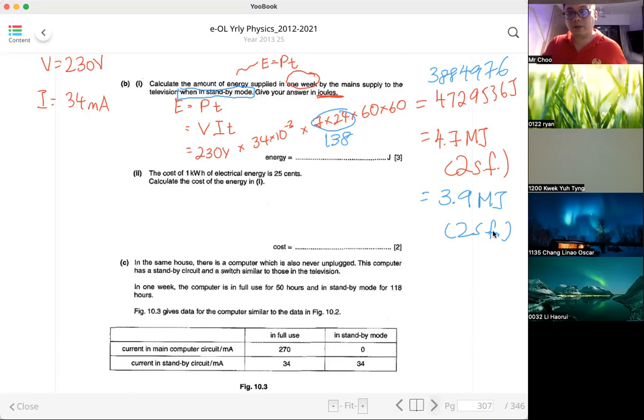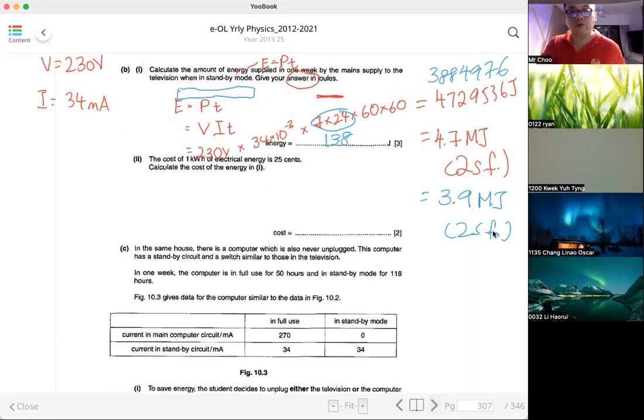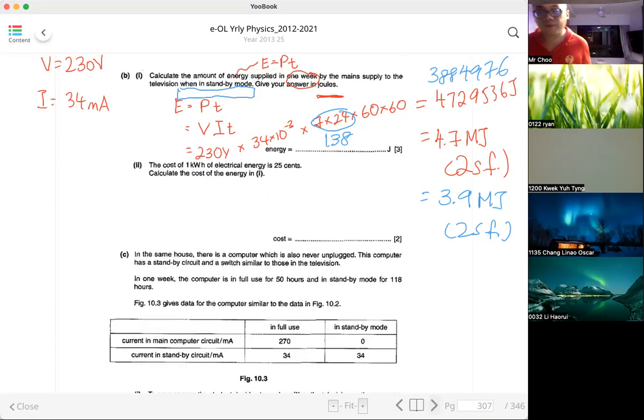Okay, Chelsea, how do you get the 28512? How do you get 28512? Ryan, incorrect. Try again.